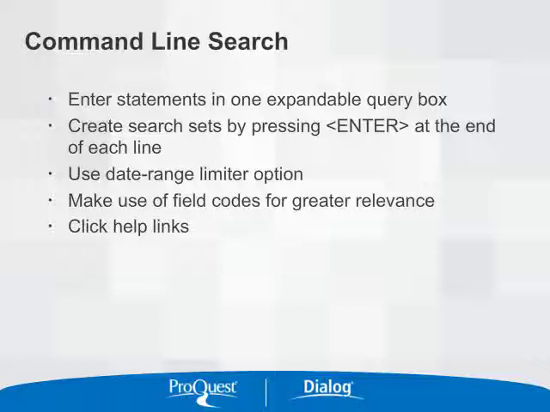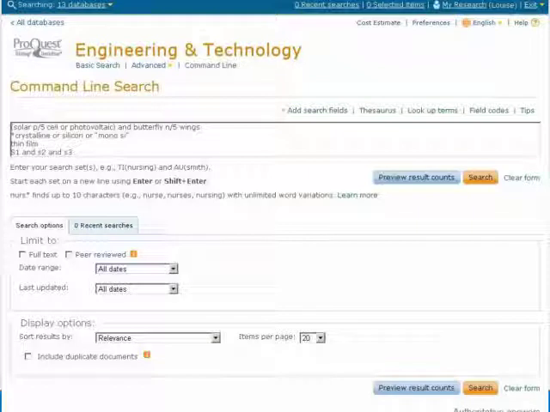Command line search takes you a step further, where you can create distinct search sets, view field codes, and limit by publication dates. Help links abound throughout ProQuest Dialog on each search form. In the command line search form, enter your search queries line by line to create distinct search sets. Note the use of proximity connectors pre and near, where the letters P and N can substitute for the full word operators. Click Preview Result Counts to analyze your strategy to see what search sets you want to combine.